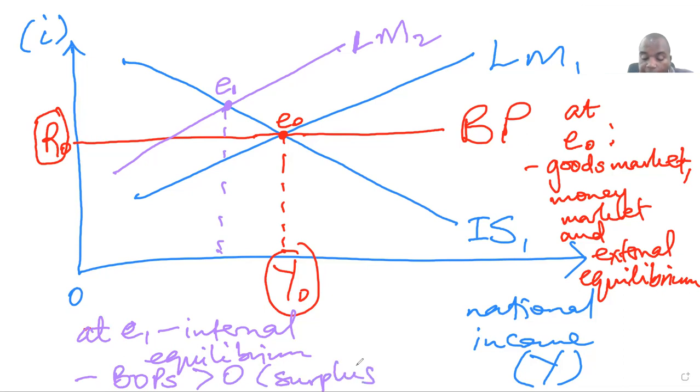Why the balance of payments surplus? Because at a higher interest rate of R1, there will be net capital inflows to the domestic economy. And it is these net capital inflows to the domestic economy which will occasion a balance of payments surplus.